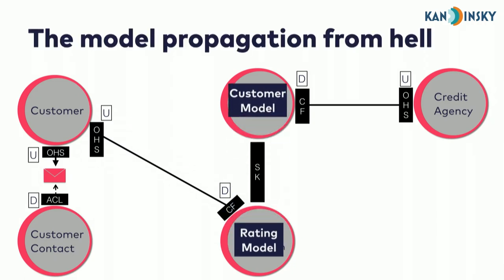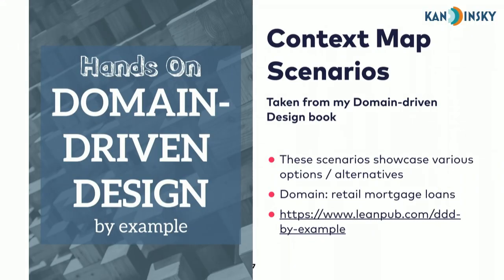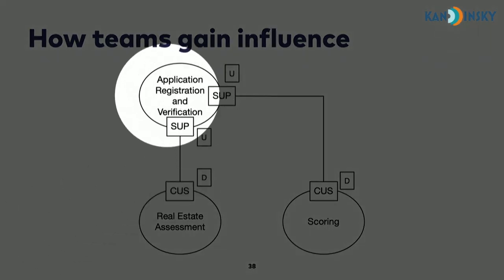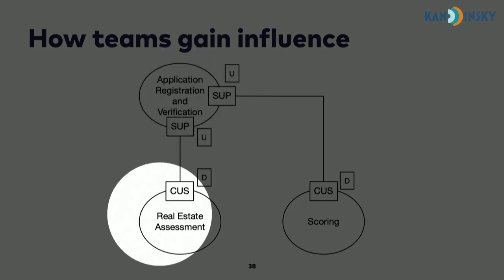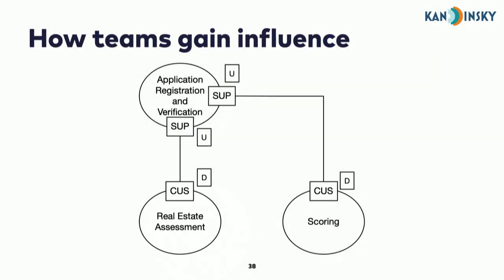I call this example the model problem. Let me show you a couple of further examples. Those are taken from my book. So you can basically give influence to teams. What we have here is an upstream-downstream relationship between the bounded contexts, application registration and verification, and real estate assessment and scoring. But those two bounded contexts need to have an influence on the stuff that is in the form. So they can have a customer-supplier relation.